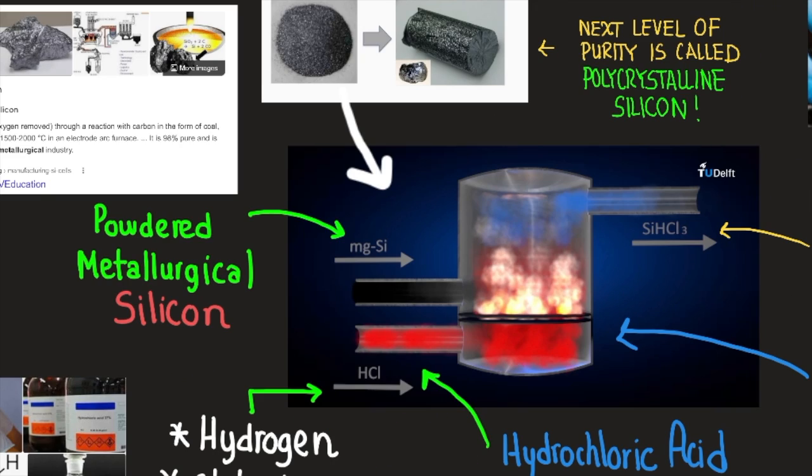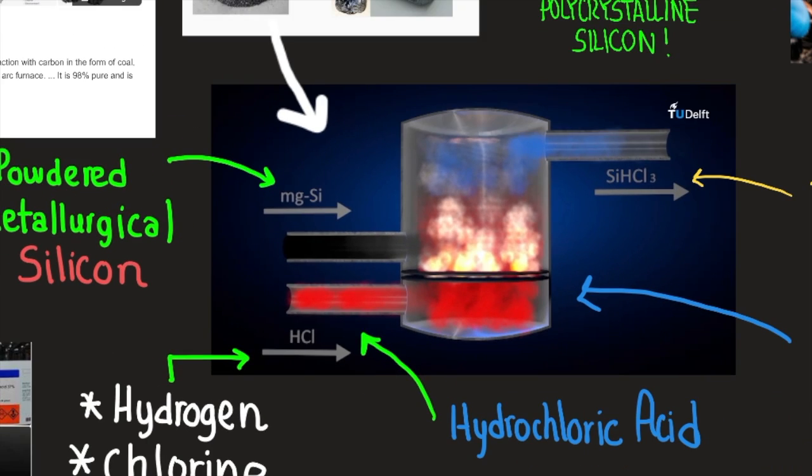So powdered metallurgical silicon, here it is. That's why we need to create the powdered metallurgical silicon first. Once we have the powdered metallurgical silicon, we combine it with hydrochloric acid.